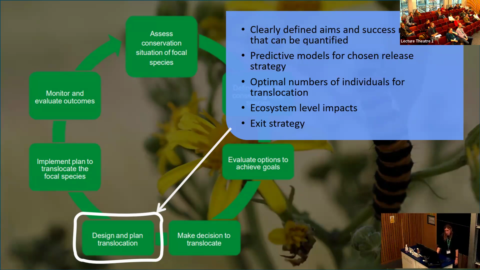So also predictive models: what's likely to happen under different strategies, and optimal numbers of individuals for translocations. The metric of 30 was based on the density of lesser night gecko that are found in the wild, and the most that you could fit in a 10 by 10 meter enclosure without any negative density effects happening. But again, it would have been nice to have done something predictive with that.